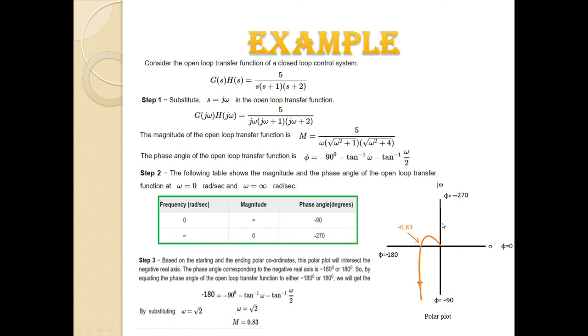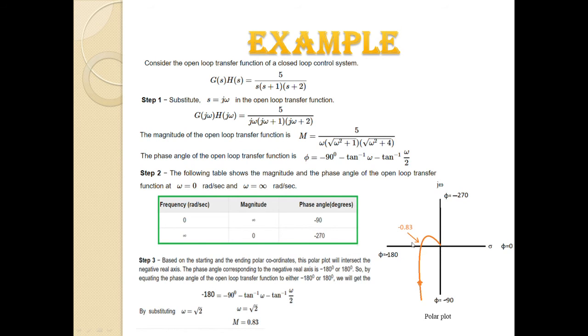This line represents the minus 270 because in clockwise direction, if it is 0, then minus 90, minus 180, then minus 270. And at minus 270, the magnitude is 0, that is its origin point. So this curve will start from infinite position of minus 90 degrees, then it goes to the 0 magnitude of the minus 270 degrees. So this one is the complete curve.